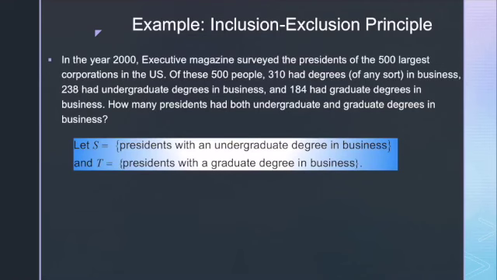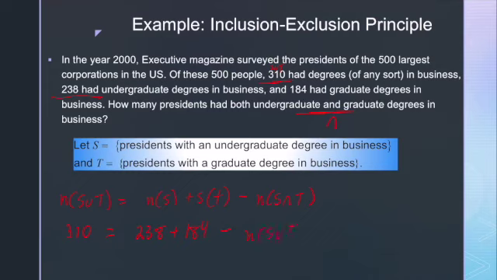So we can use the inclusion-exclusion principle to solve this. I want to know the size of S union T equals the size of S plus the size of T minus the size of the intersection. And this is what I want to know. I want to know the intersection. And means intersection. Well, I'm given those who have any sort of degree. This is S union T. So 310 equals N of S, which is those who had an undergraduate degree, which is 238 plus 184 minus whatever my intersection is.